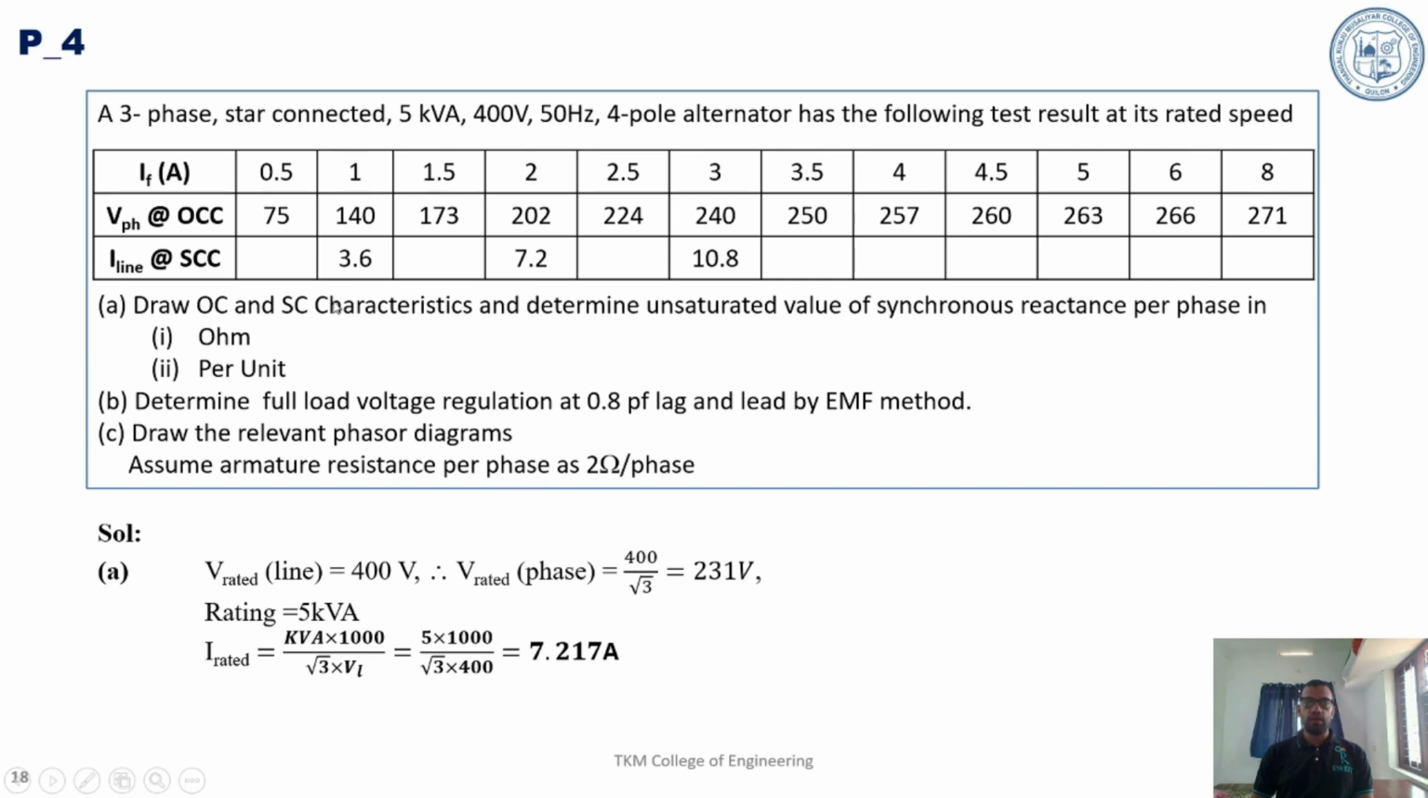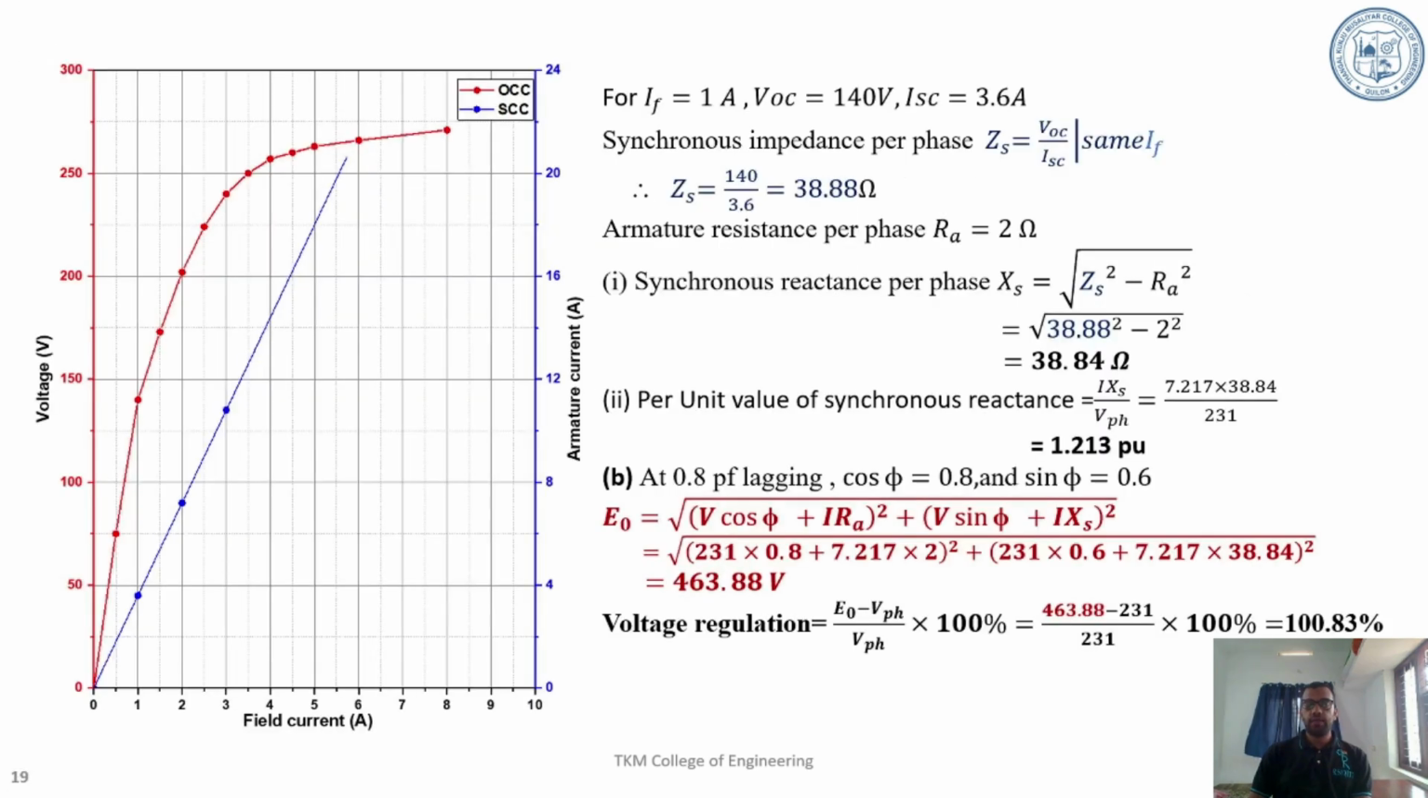The first part of the problem: draw the OC and SC characteristics and determine the unsaturated value of synchronous reactance per phase in ohm and per unit. After fixing a suitable scale for the x-axis and y-axis, we can draw the OCC and SCC like this. For field current, that is the x-axis, one division is taken as 1 ampere. For the y1 axis, that is open circuit voltage, one division is taken as 50 volt, and for the y2 axis, that is armature current, one division is taken as 4 ampere.